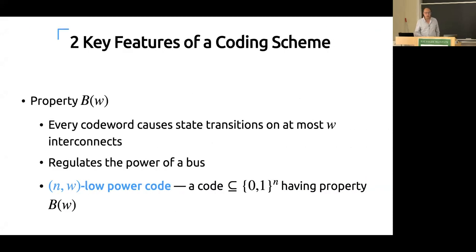The second property is called property BW. A code has property BW if every code word causes state transitions on at most W interconnects. This regulates the power of a bus. Remember, the power of a bus is determined by the total switching activity, the total number of transitions on that bus. I'll call a code an n-W low power code if it has property BW.